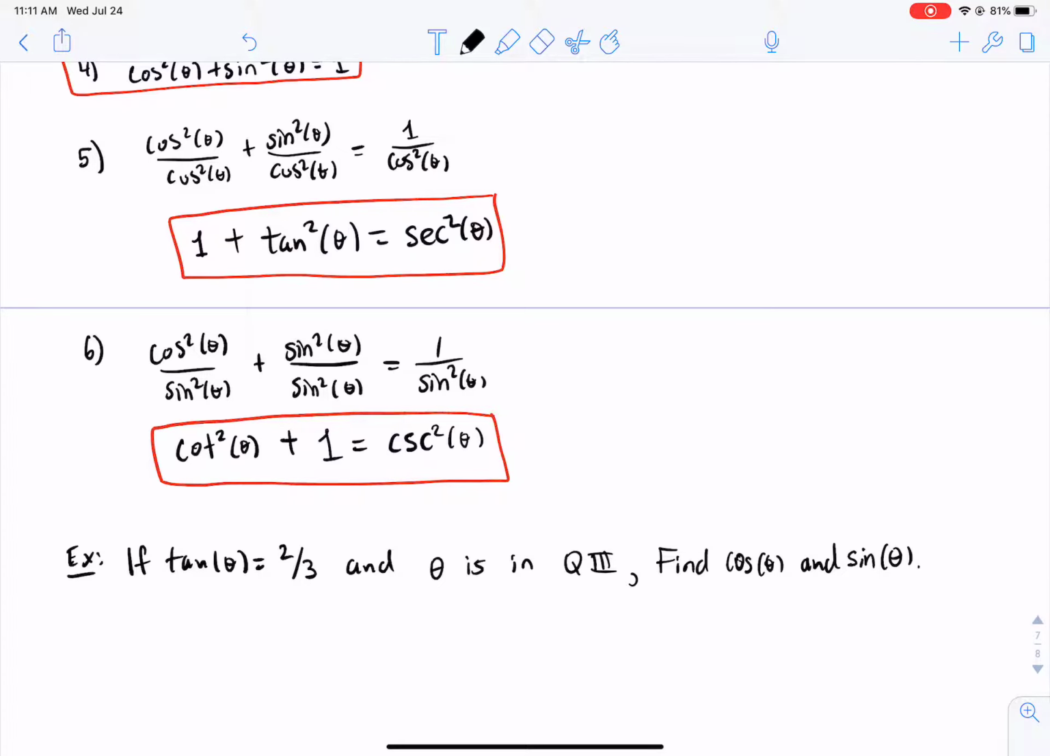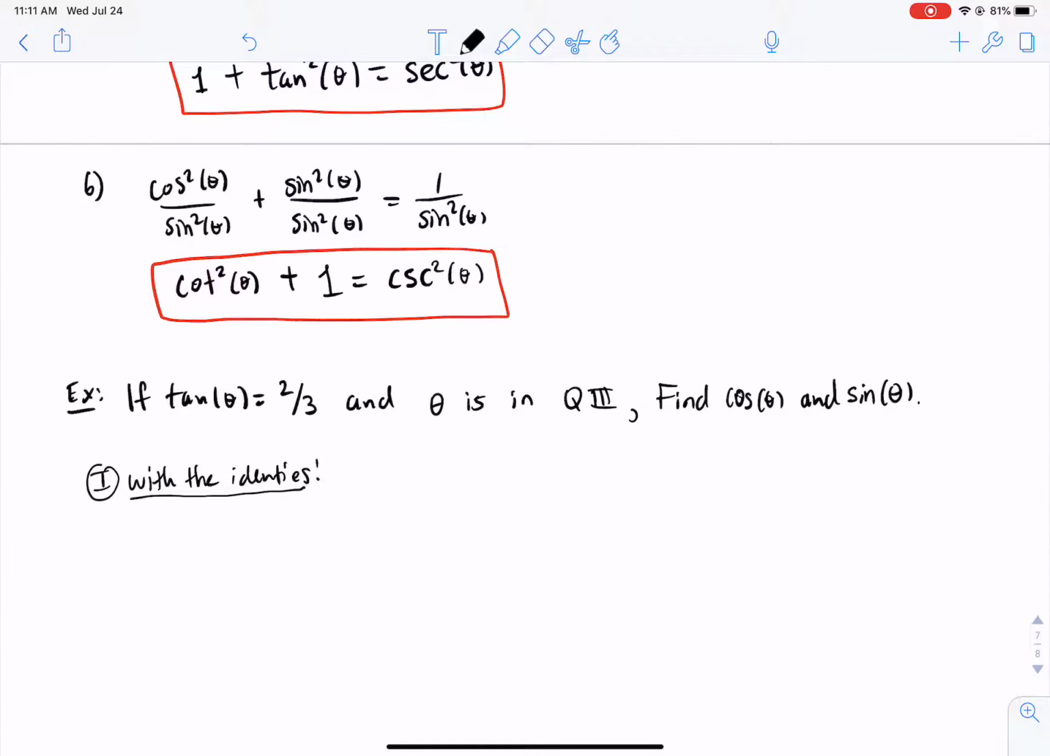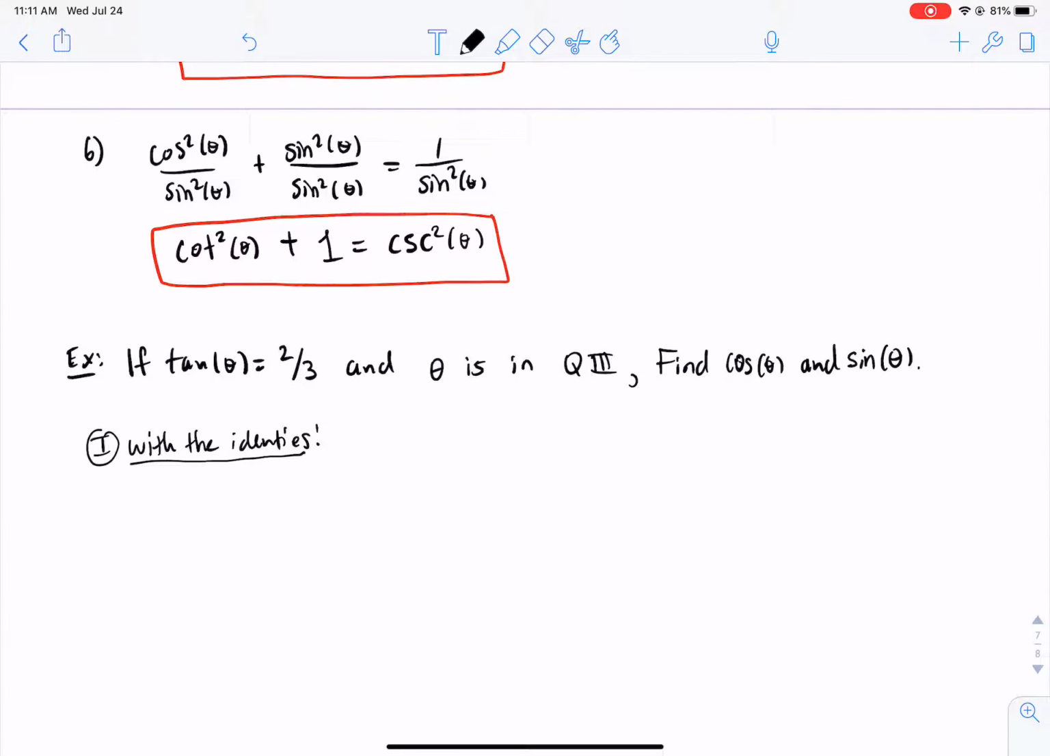Let's do this in 2 different ways, so you can see what I mean by remembered identities and not remembered identities. Number 1 is without the identities. Without these identities, how will we do this? Well, theta is in which quadrant? Third quadrant. And remember how we came up with sine and cosine? They're nothing more but ratios on a right triangle.